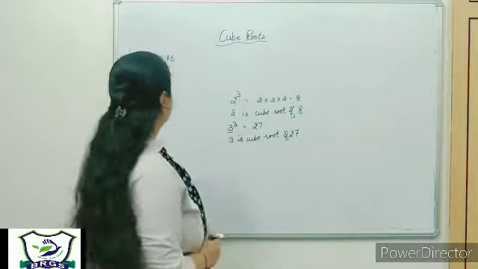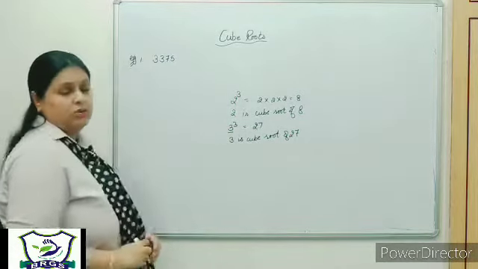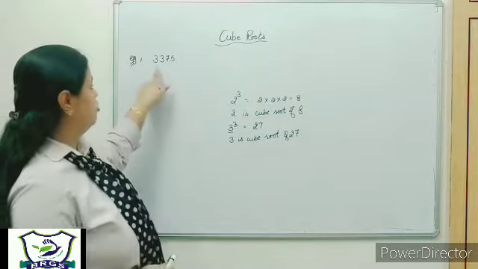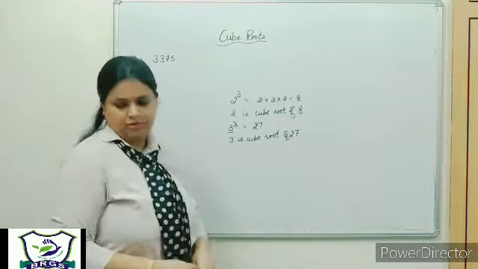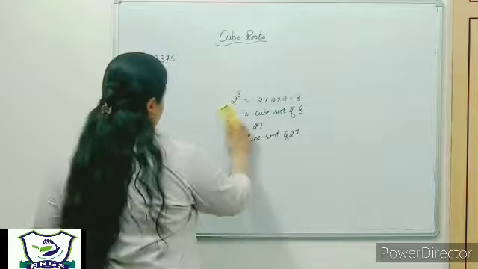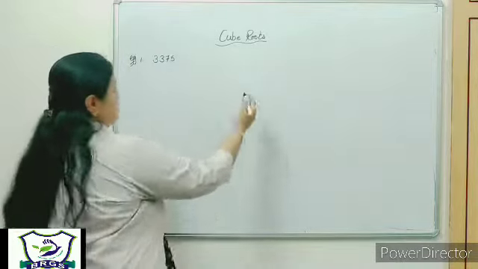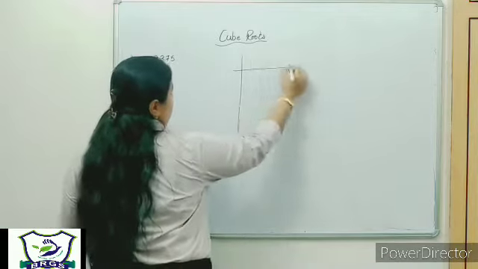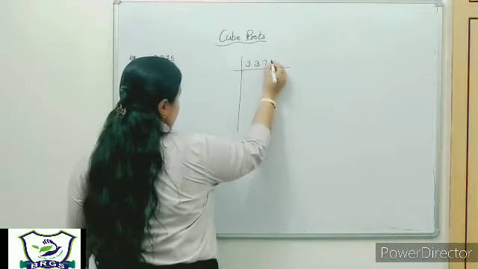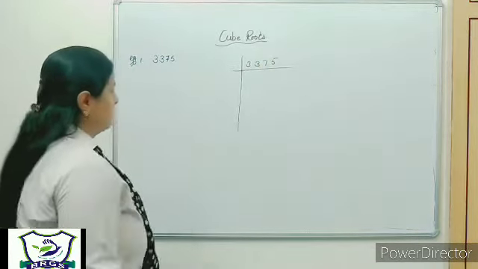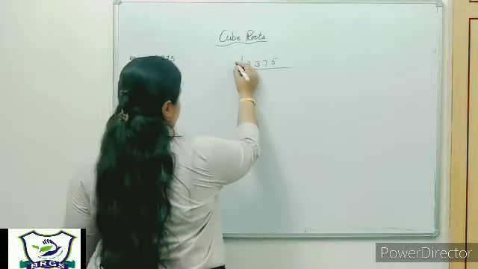So let's see one example. Example is 3375. We have to find its cube root. I was about to say square root. So now first of all do the prime factorization of 3375. I think it will start with 3.